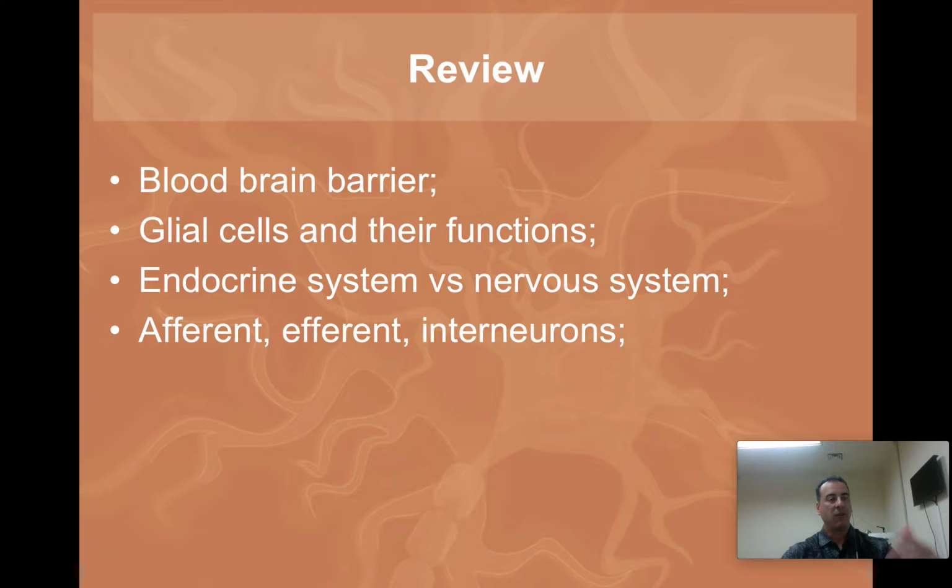When it comes to integration, like we talked about endocrine system versus nervous system, they both integrate and communicate. But the nervous system integrates information. The integration function of the nervous system is the function of the interneurons. It's the interneurons that allow you to integrate information.